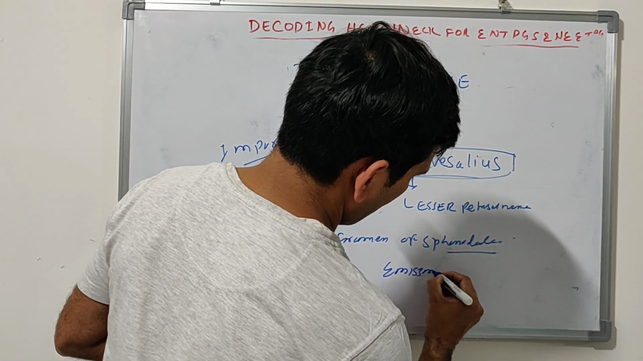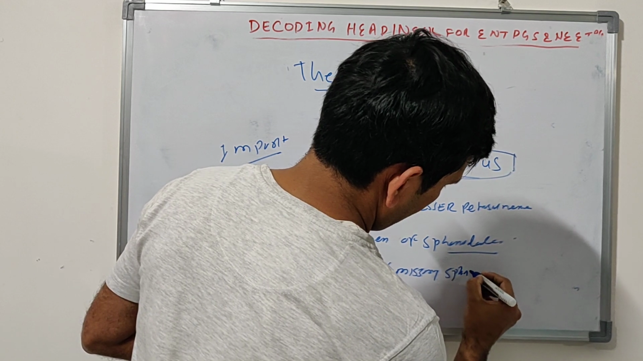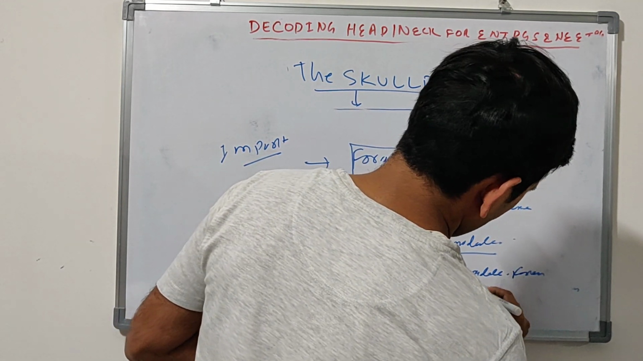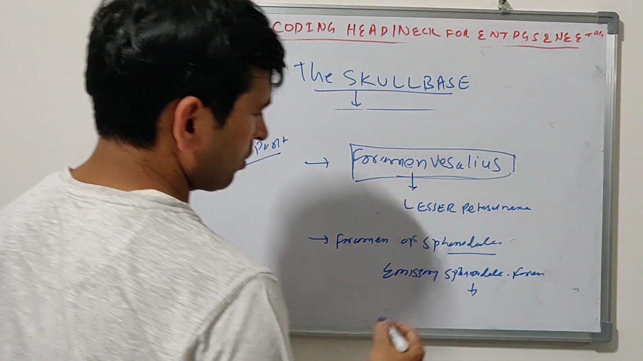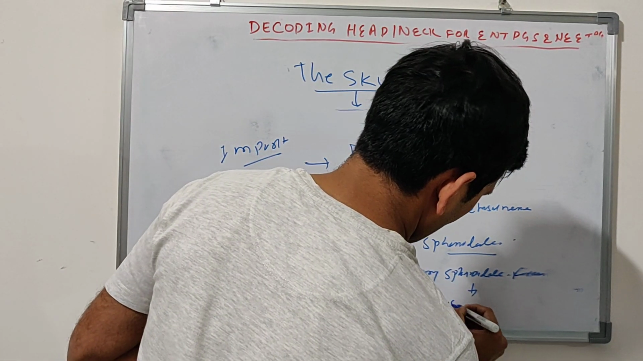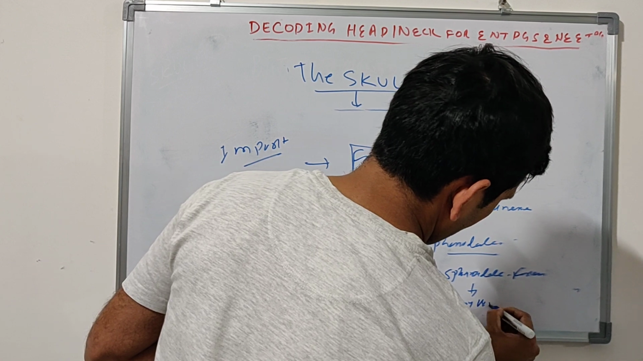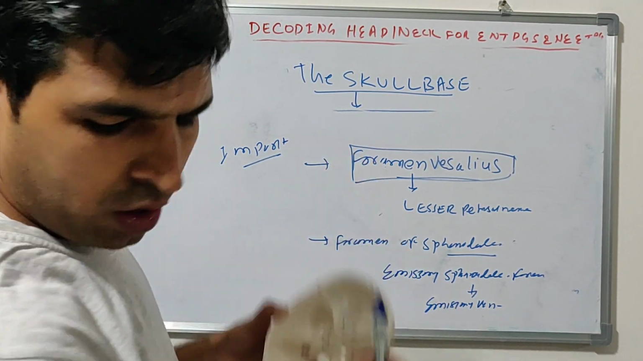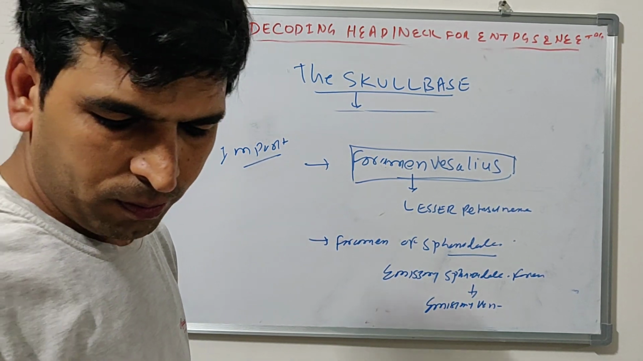It's also called the emissary sphenoidal foramen. The emissary vein passes through it. Sometimes it is present between foramen ovale and foramen lacerum.